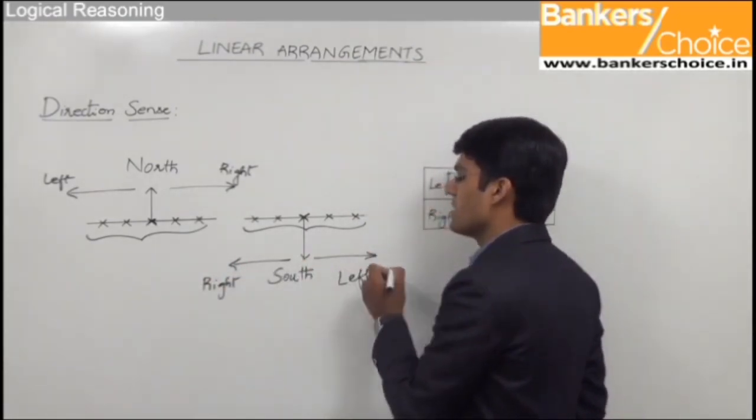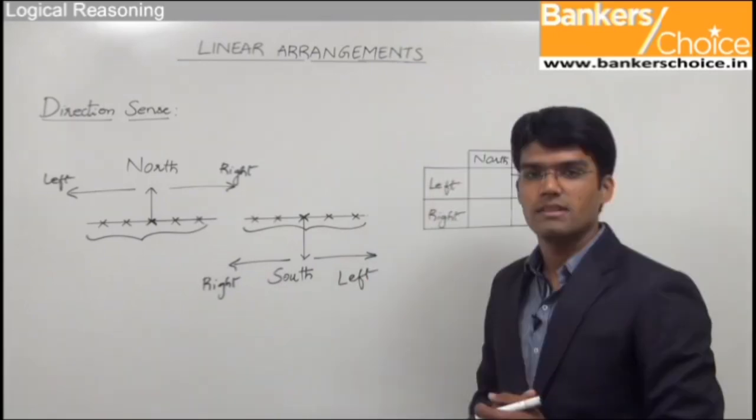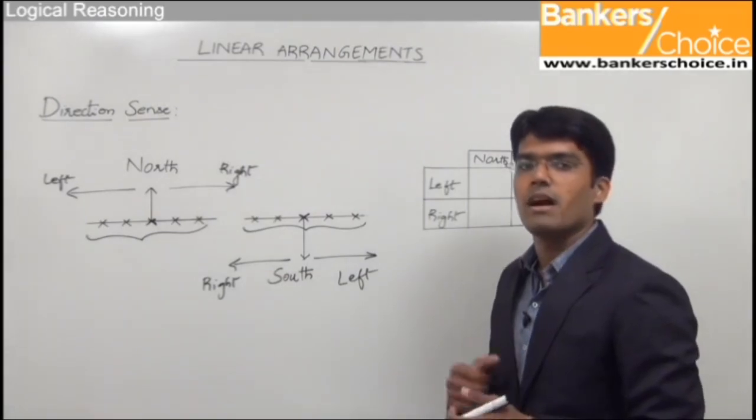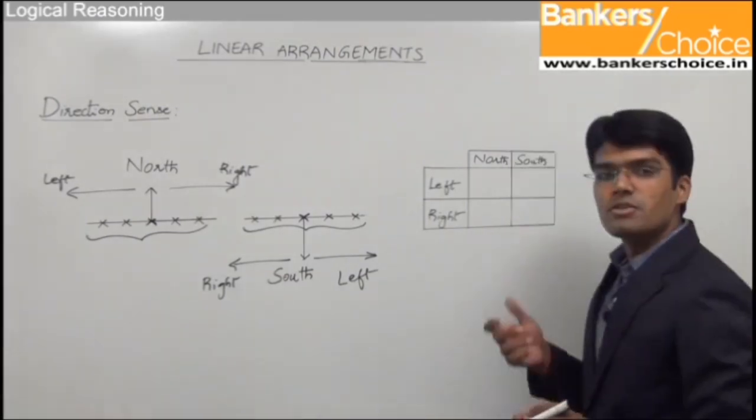So that is the difference between a person facing north and a person facing south. Simply remember that when a person faces north, left of that person is our left and right of that person is our right. But in case a person faces south, left and right get interchanged. That is, the person's left will be our right on paper and the person's right will be our left on paper. So we can now fill this table to remember this easily.